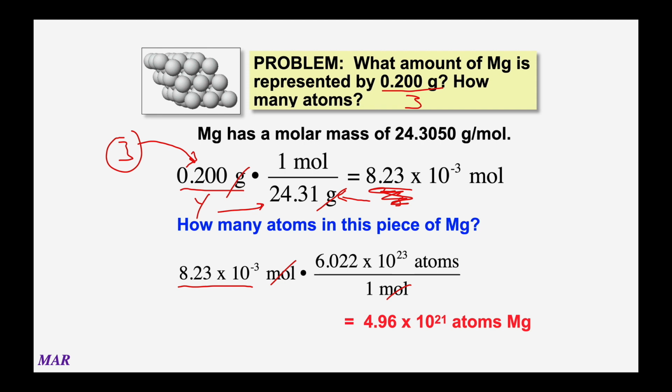Notice we went grams to moles to atoms. You always want to go through that step. You could also go atoms to moles to grams. You could go the reverse step, but you wouldn't go grams to atoms directly. You have to go through the moles.